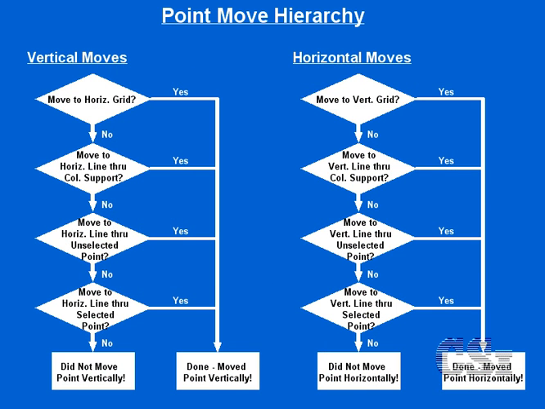What you are looking at is the hierarchy that the program uses to align or move points. It checks for these various conditions in both the vertical and horizontal directions. Taking a look at the vertical move diagram as a representative sample, the program first checks to see if it can move to a horizontal grid line. If not, it will check the next condition, which is a horizontal line through a column support, followed by a horizontal line through an unselected point, followed by a horizontal line through a selected point. If none of these lines fall within the specified tolerance for the vertical move, the point is not moved.